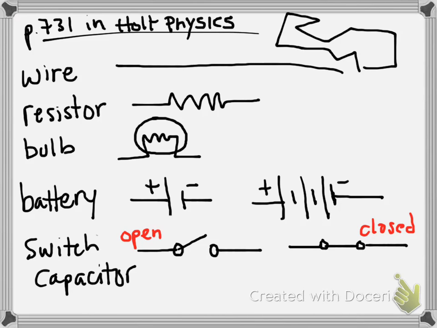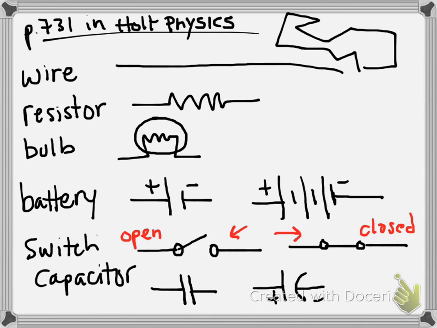The symbol for a switch can be shown two ways. The first one shown here is in the open position, while the second one is in a closed position. When a switch is open in a circuit, electrons can't flow, and therefore there's no current flowing through the circuit. A switch is turned on when it's in the closed position, and electrons can flow through the entire circuit.